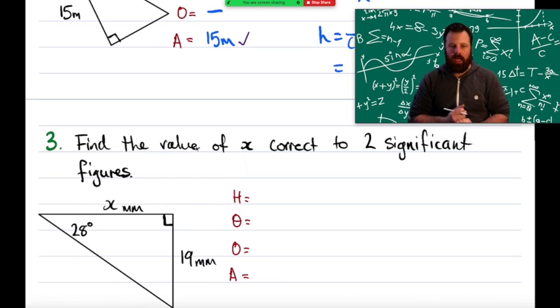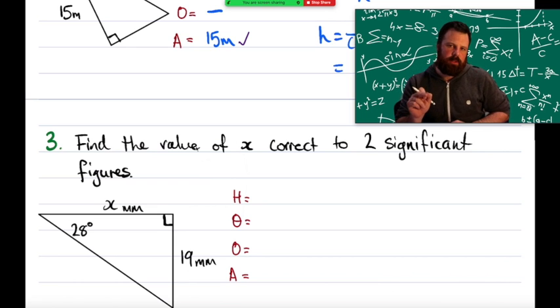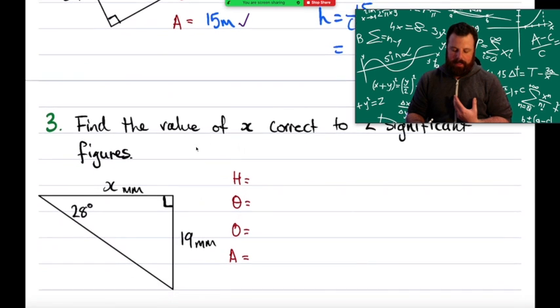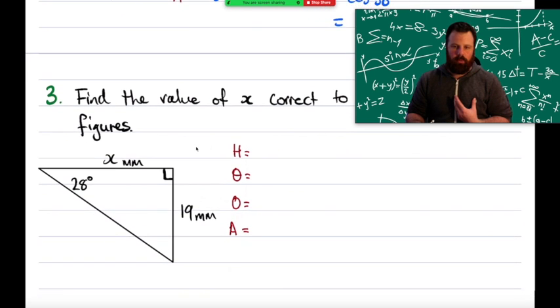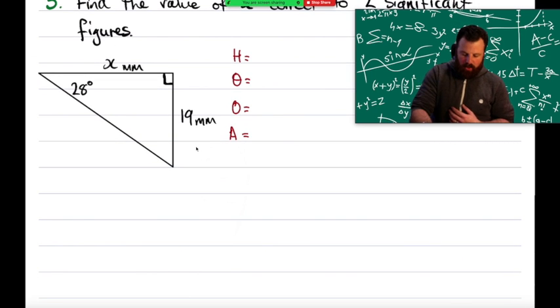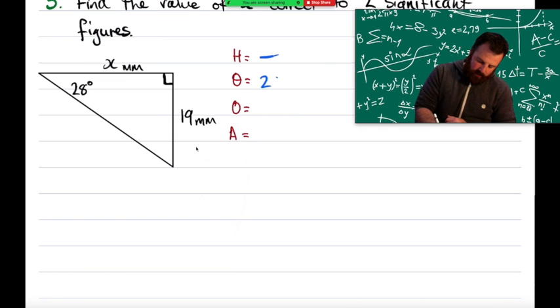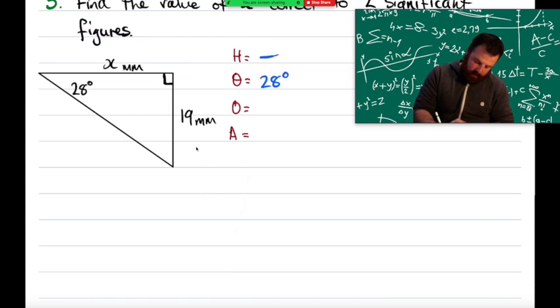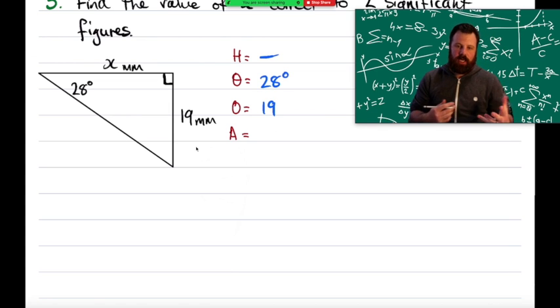Example 3, fairly straightforward again, same process as the last two, except this time with our rounding, we've been asked to round to two significant figures. So we've got to be careful with our rounding here at the end. So as always, let's identify our information. Our hypotenuse, well, it's blank in this situation. Our reference angle is 28 degrees. Our opposite side is 19, and our adjacent side is x.